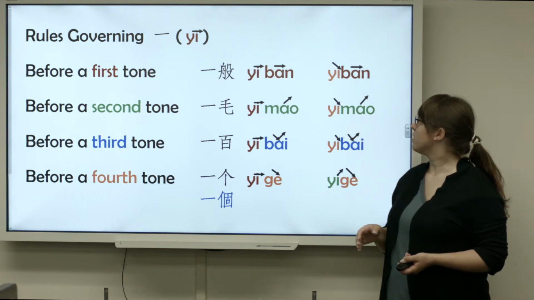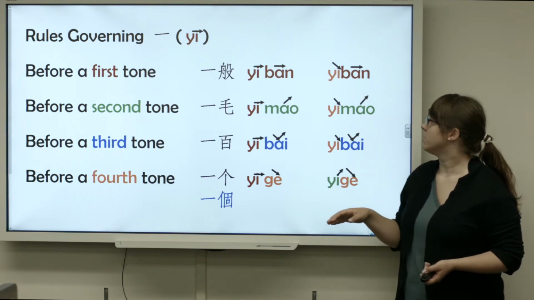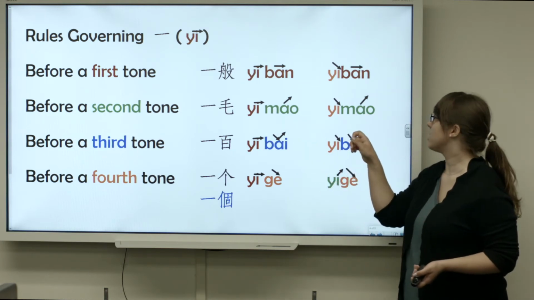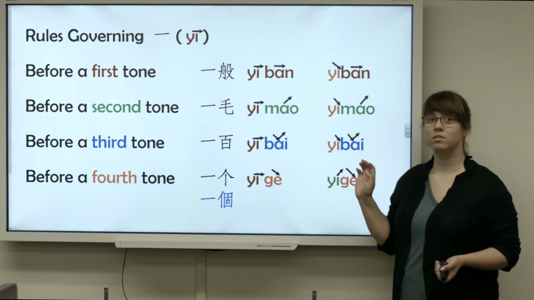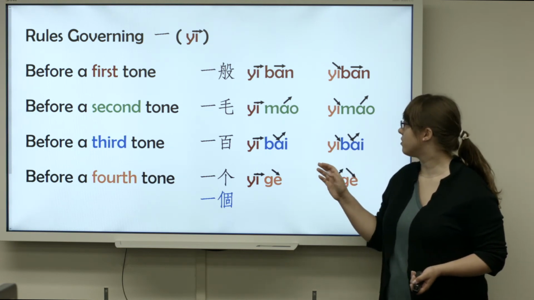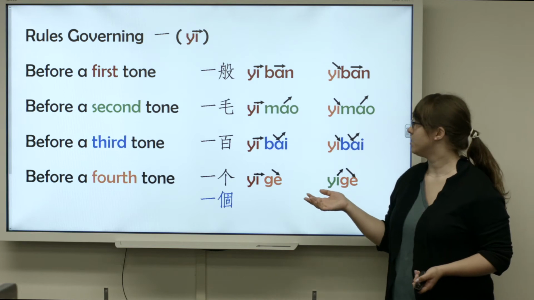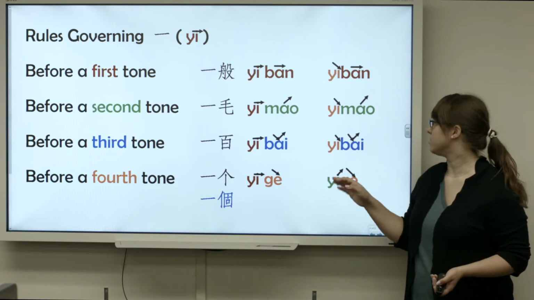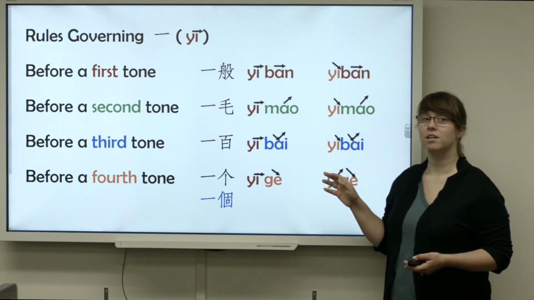And before a second tone, it also becomes a fourth tone. So like we have 一毛, like one hair, it becomes 一毛. And before a third tone, it also becomes fourth tone. So 一百 becomes 一百.